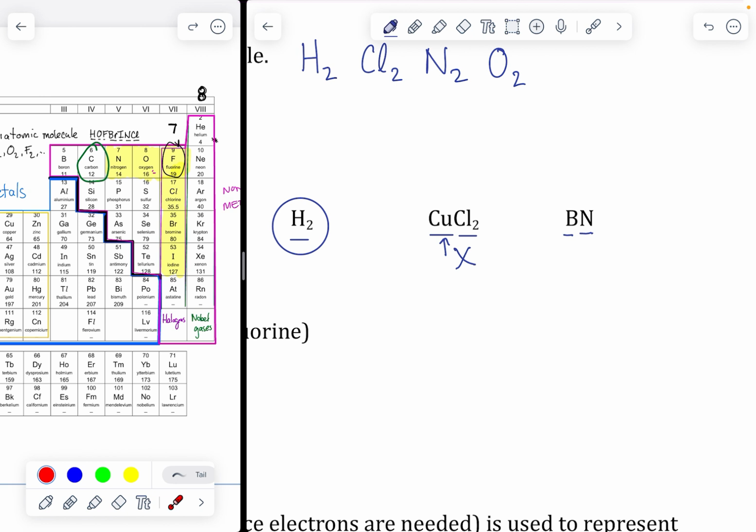And then we have BN. So B is boron, it's number 5, and nitrogen, which is number 7. They are both to the right of the staircase, so they are both nonmetals. That makes that a covalent compound.